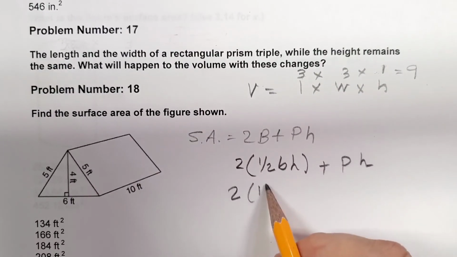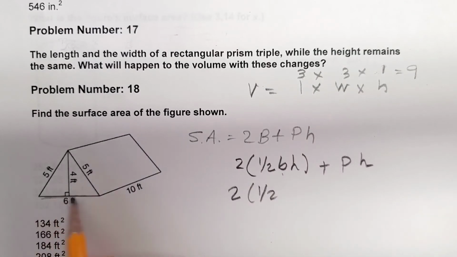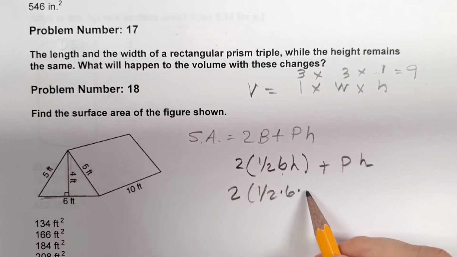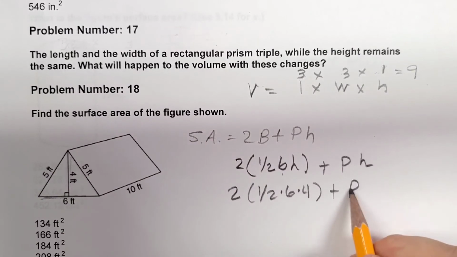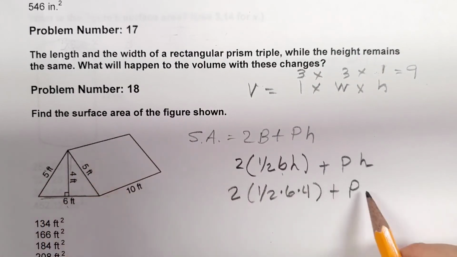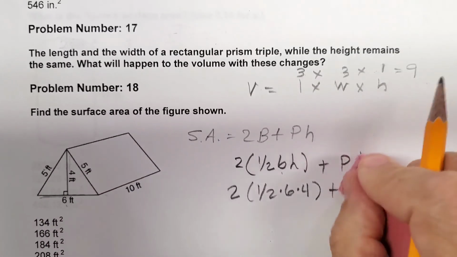Okay, so the base of the triangle is 6. The height of the triangle is 4. The perimeter of the triangle, that's what goes there, is 5, 10, 16. Oh, erase that.